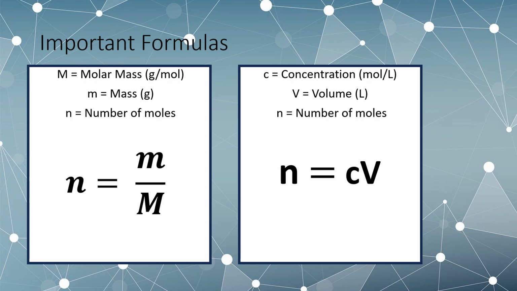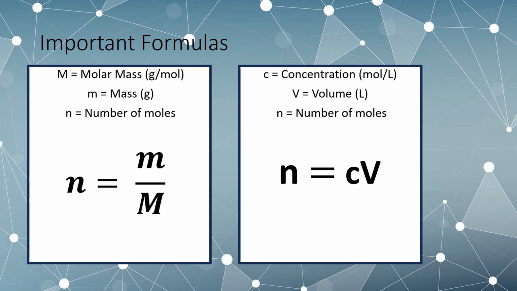Given that these ratios require the number of moles to work, we need to be able to find the number of moles in a variety of different situations. This will involve 2 distinct formulas. Our first formula is that the number of moles is equal to the mass over the molar mass of a specific compound, element, or molecule.